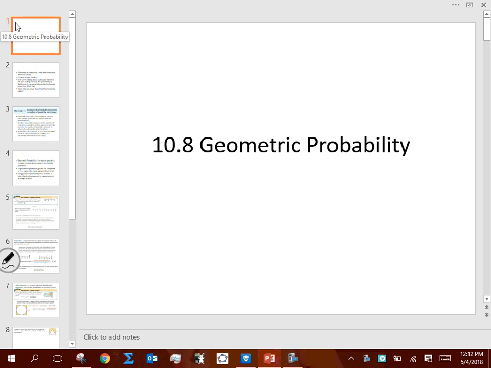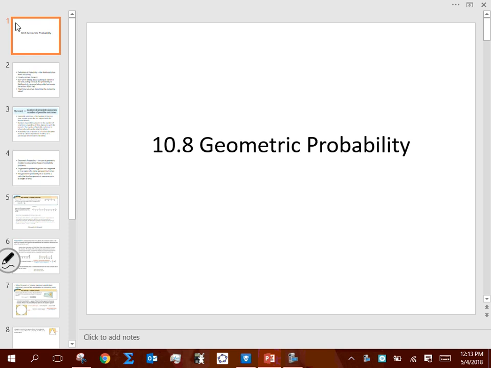All right, 10.8 is geometric probability. Of all the probabilities that we talk about, I think geometric probability is probably the most straightforward. We don't have to do a whole lot, at least right now, in regards to independence and dependence and all that kind of stuff that we deal with when we put marbles in a bag or names in a hat or cards in a deck, or rolling dice.